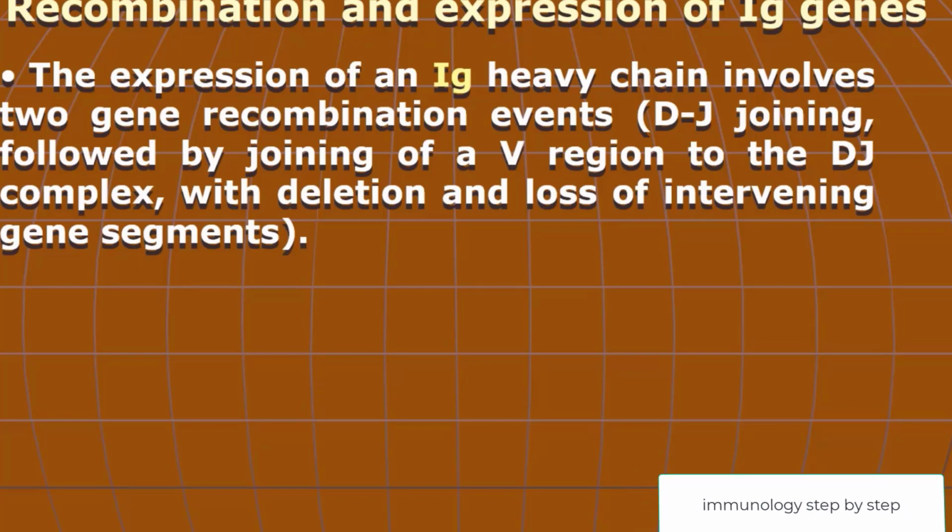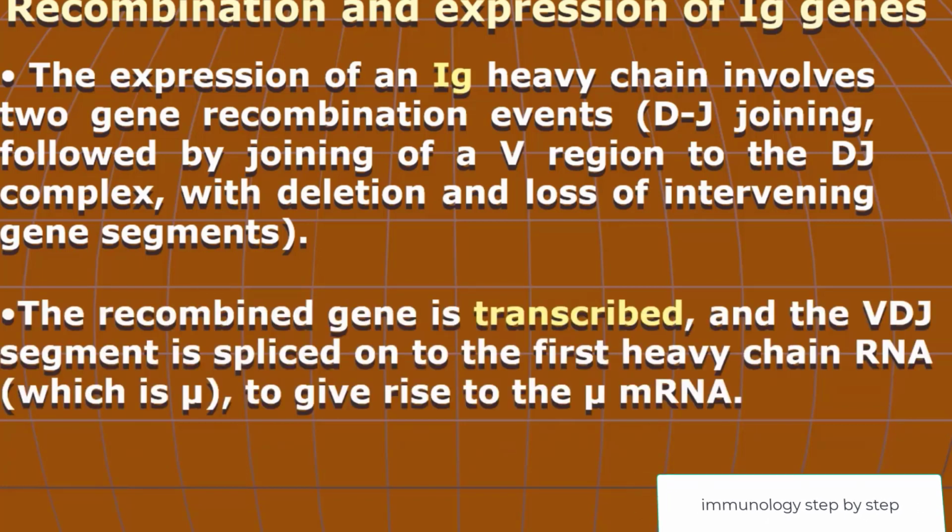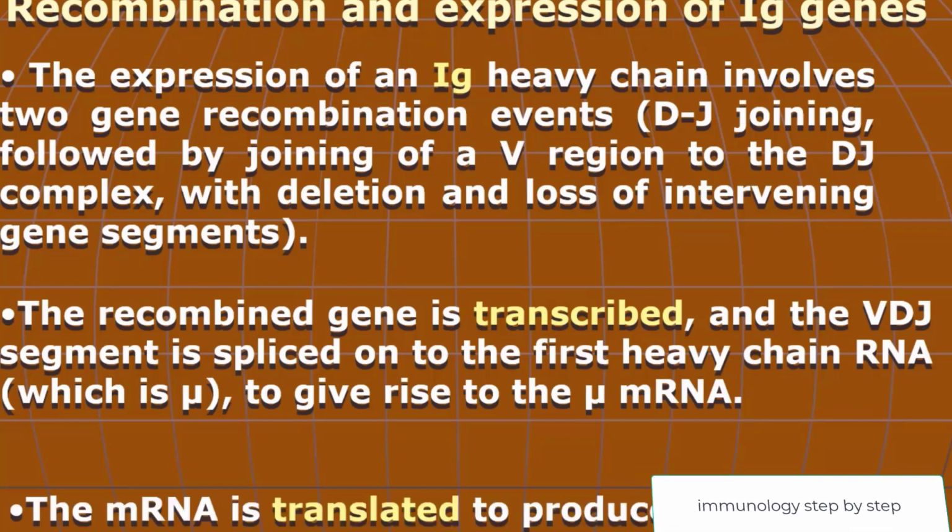DG joining, followed by joining of the V region to the DJ complex, with deletion and loss of intervening gene segments. The recombined gene is transcribed and the VDJ segment is spliced onto the first heavy chain RNA, which is mu, to give rise to the mu messenger RNA. The messenger RNA is translated to produce the mu heavy chain protein.